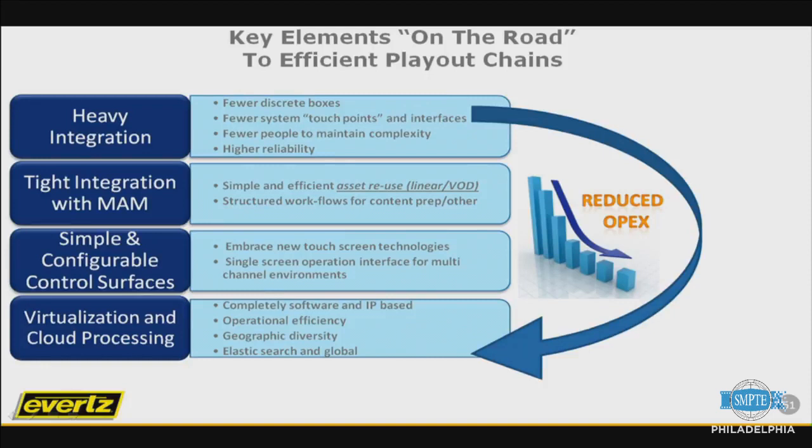And virtualization. Virtualization can make things cheaper for you, gives you redundancy and geographic diversity. All of this is about reducing your operational expenses. I see my time is racing by. I'm about halfway through. I'll hurry up.